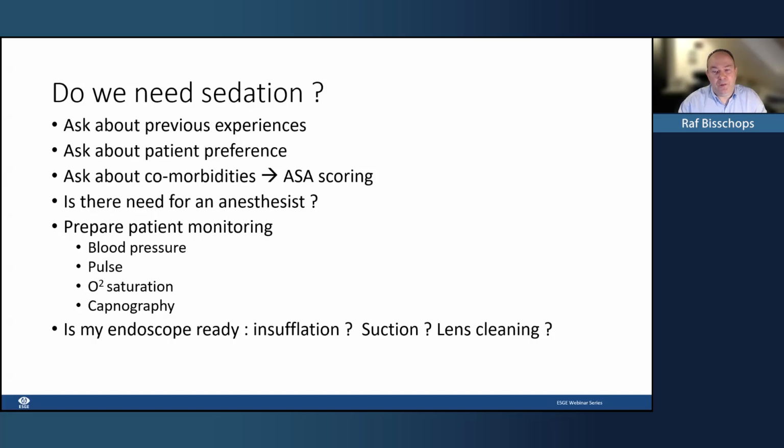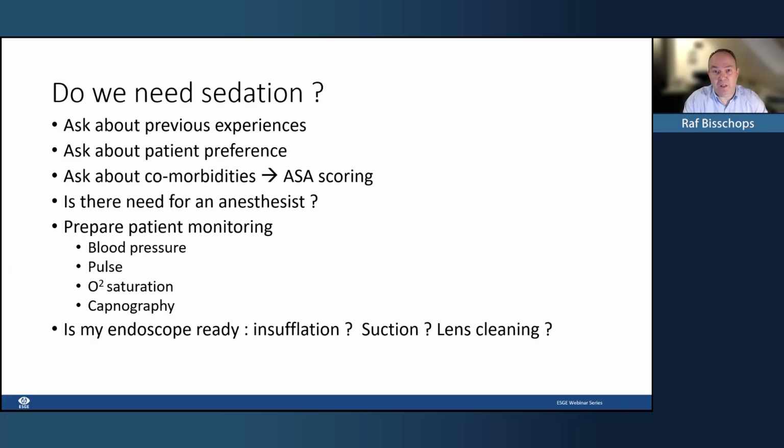Do you need sedation? Well, that's a question that is very often asked, and the answer is actually simple. You need to be able to see the mucosa during your endoscopy. And if that requires sedation for that particular patient, you need to provide it. So ask about previous experiences, also the patient preference. They may be very scared and anxious to undergo the procedure, and that could be a good indication for sedation.